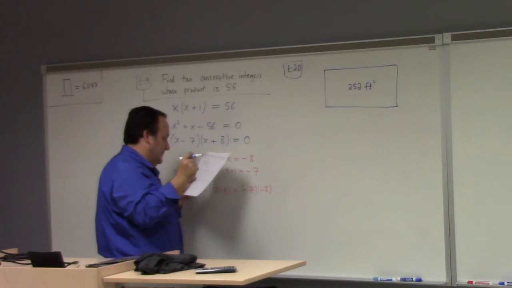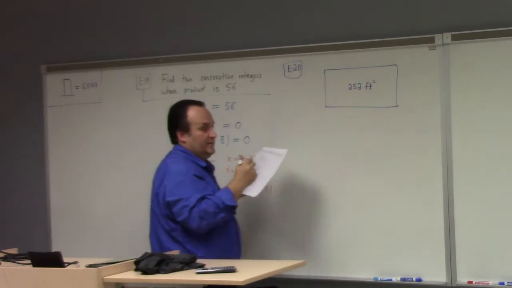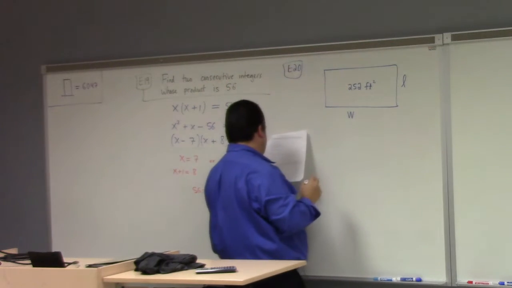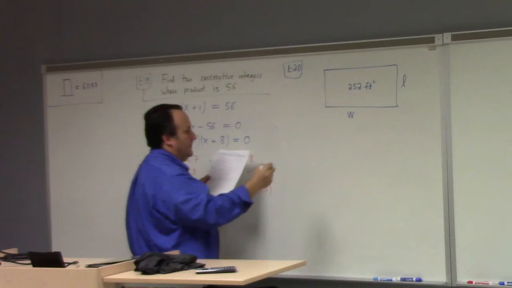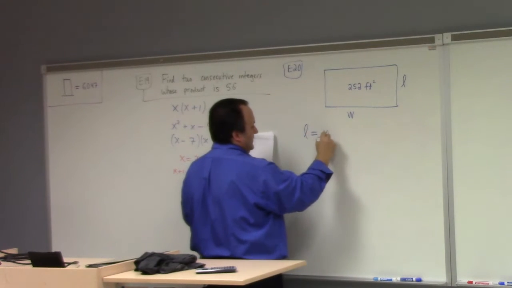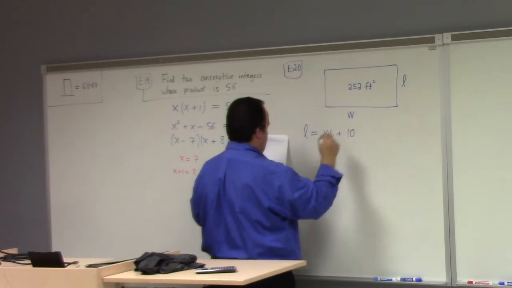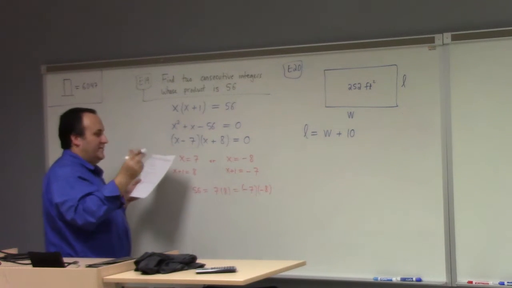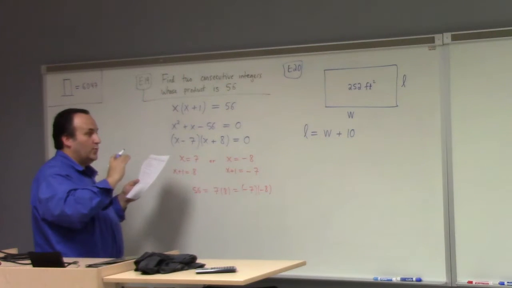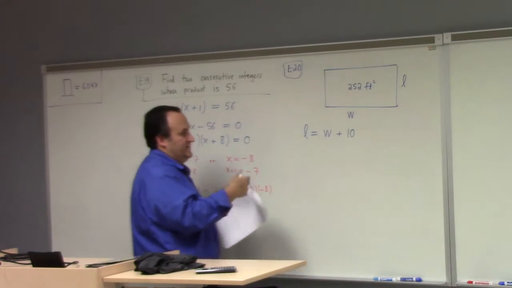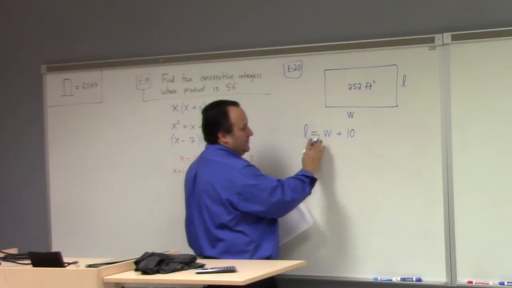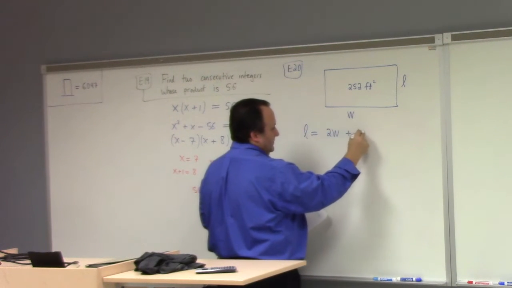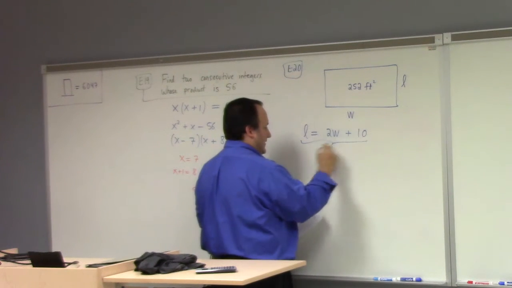The length is 10 feet longer than the width. So the length and the width, all right? And what's the relation? It says that the length is equal to the width plus 10 feet. All right? Wait a minute, excuse me. It's 10 feet longer than, I misread it. It's 10 feet longer than twice its width. So if it's 10 feet longer than twice its width, we don't put a W here, we put what? 2W plus 10.